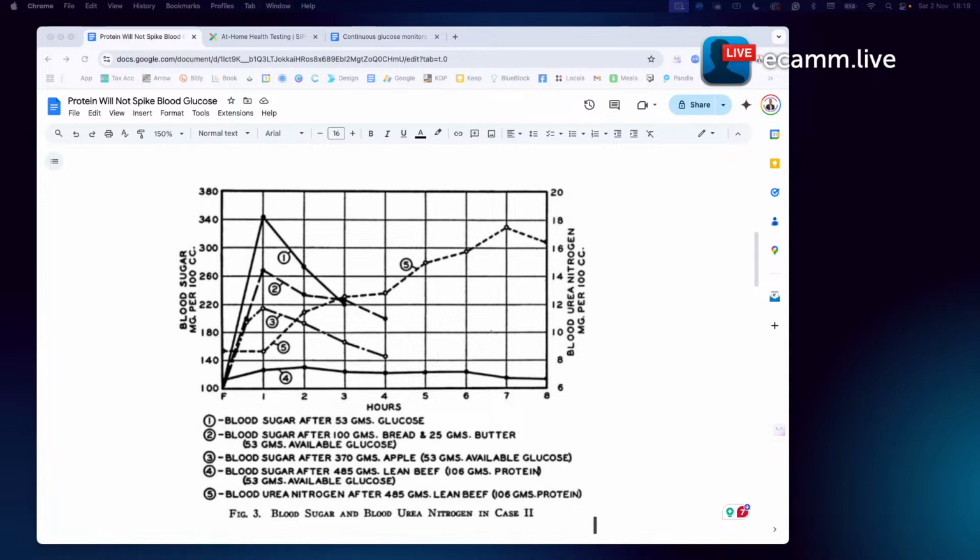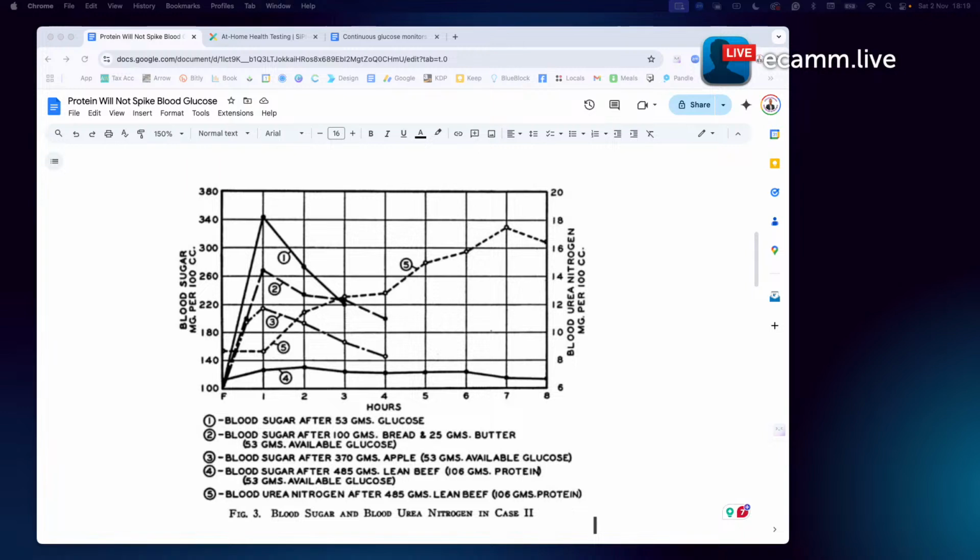Because what happened is when they put just 53 grams of glucose into this person, or lots of people, look at that spike. So line number 1 is relating to blood sugar after 53 grams of glucose. That's what happened to the blood sugar. They had all that glucose, and there it is showing up in their bloodstream. Then they gave them bread and butter, 100 grams of bread and 25 grams of butter, 53 grams of available glucose from that. And the bread puts it up. That's number 2.